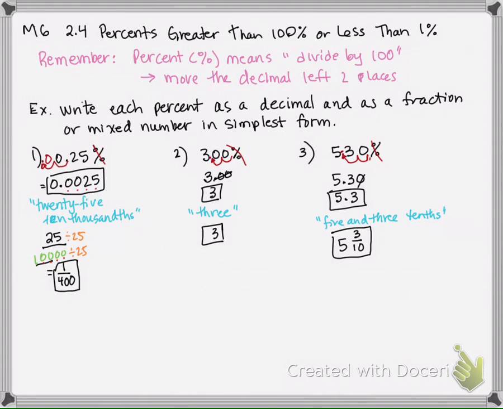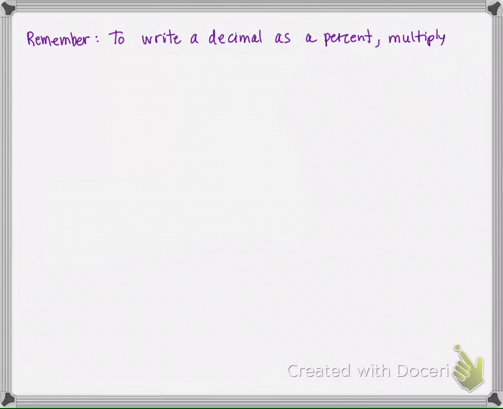And now we're going to go the other direction on the other side. So here's a reminder for this one. Remember, to write a decimal as a percent, multiply by 100.